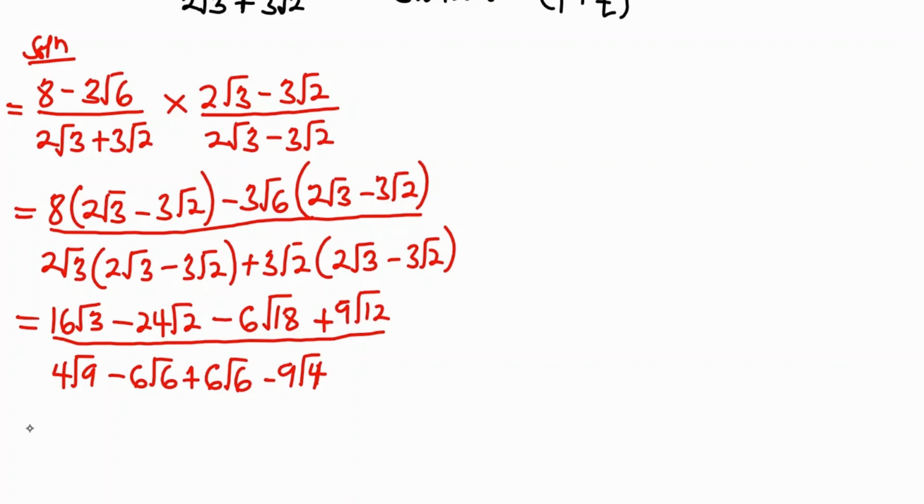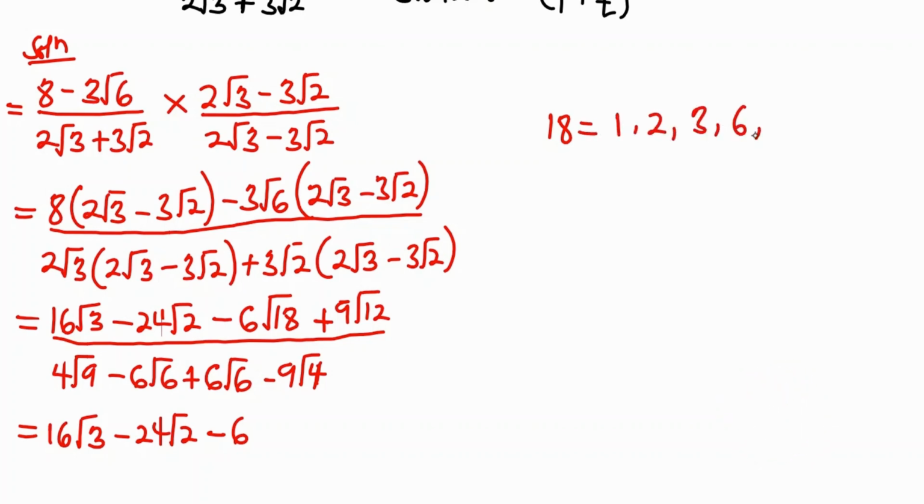So now we have 16 root 3 minus 24 root 2. So there comes that of 6 root 18. So in simplifying square root of 18, we consider the factors of 18, of which they are 1, 2, 3, 6, 9, and 18 itself. So among the factors of 18, we identify the perfect squares. The only perfect square we have here is 9.